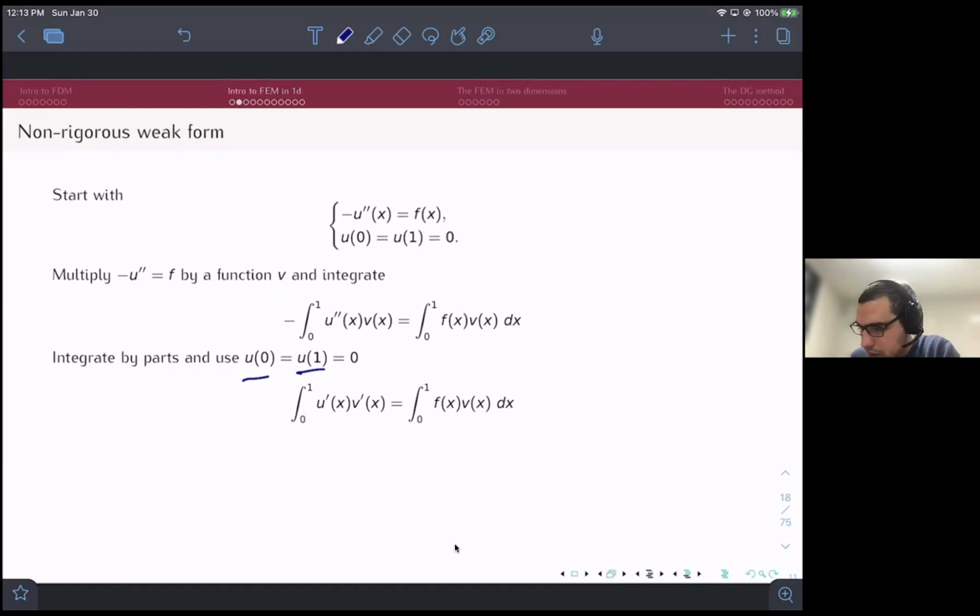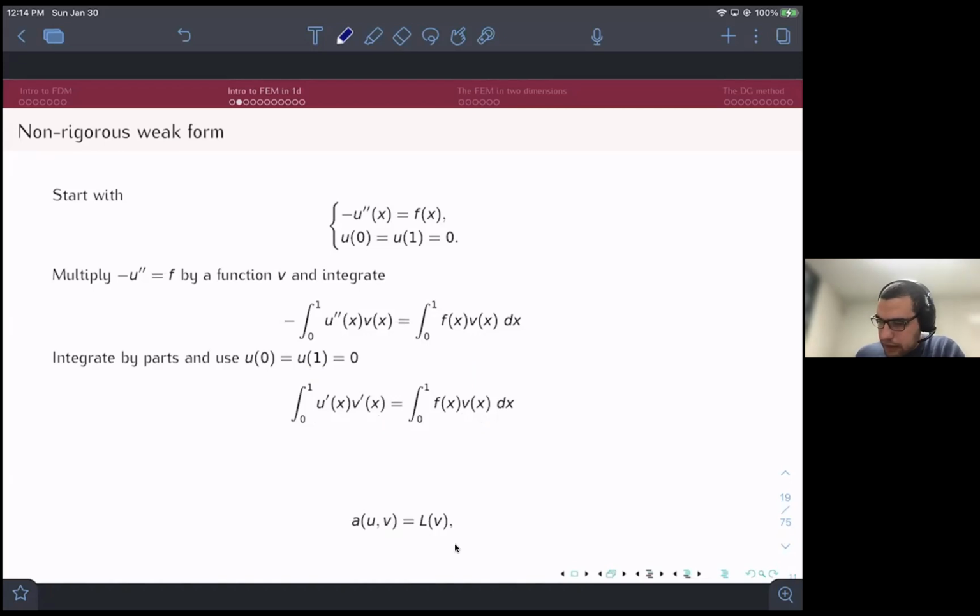I have found that the integral from 0 to 1 of u prime, v prime, is equal to the integral from 0 to 1 of fv. This right-hand side did not change. Those two are the same, and I applied integration by parts to the left-hand side. Now, this is not rigorous at all because I did not make any assumptions on u and v. I just multiplied and integrated, but we can make it more rigorous.